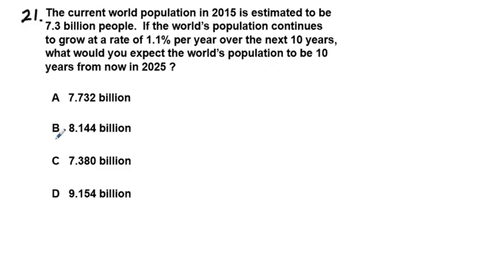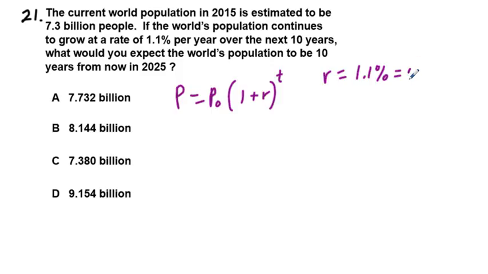21. The current world population in 2015 is estimated to be 7.3 billion people. The world's population continues to grow at a rate of 1.1% per year over the next 10 years. What would you expect the world's population to be in 10 years from now in 2025? Well, it's the same thing we've been doing earlier. P equals our starting value, P sub 0, times 1 plus R to the power of T. Well, in this case, R is going to be equal to 1.1%, which equals in decimalized form 0.011. So that's going to be our value of R.